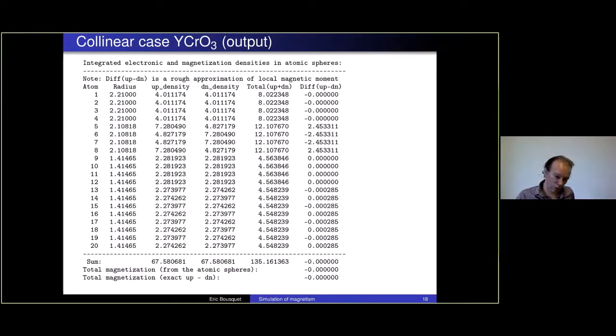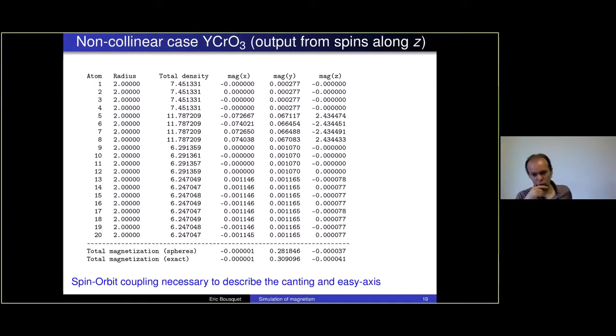But that is why you need to switch on, or do the calculation with, non-collinear magnetism, adding the spin-orbit coupling into your calculation, and you will do the same. And now you see the output of the relaxation. So we have the total density, magnetization. Now we have magnetization along X, along Y, and along Z.